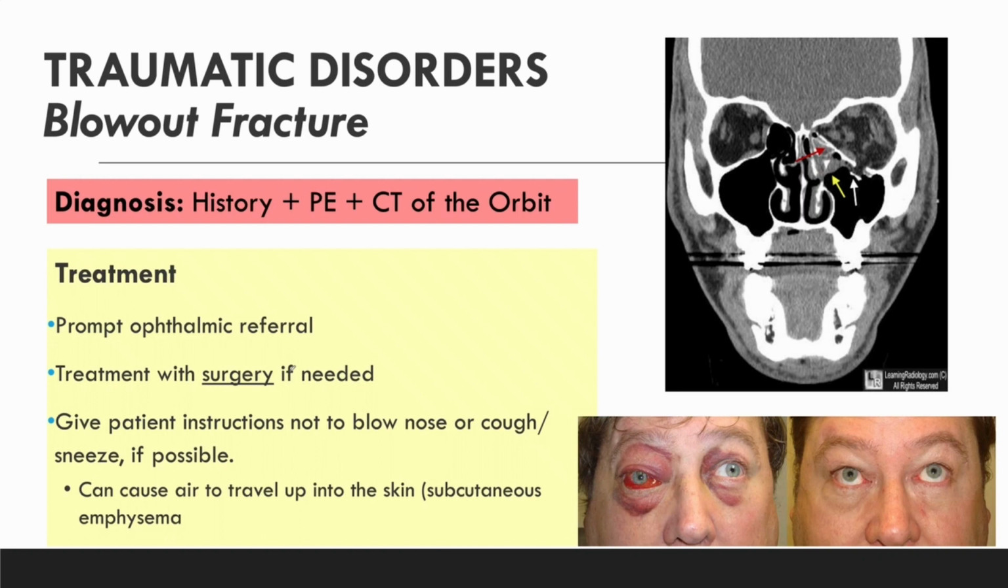How do you diagnose it? Well, the history is going to help. The physical exam is going to help even more. And then CT is what you're going to want to get. Okay.